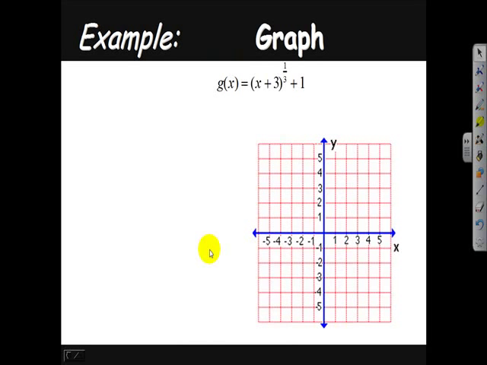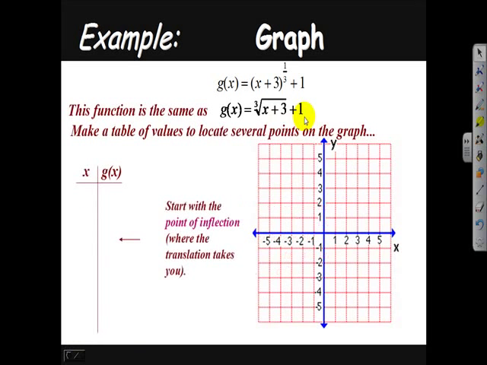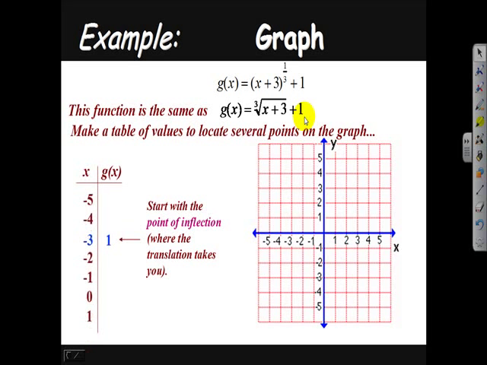In this example, we're going to graph x plus 3 to the 1/3 plus 1. We've been learning that that's the same thing as the cube root of x plus 3. And if we make a table of values, we're going to want a key point here at negative 3 comma 1. So let's make sure that our table of values has the point negative 3 comma 1. And then we want to check some points to the left and right of that. So we might check at negative 4 and negative 5, negative 2, negative 1, 0, and 1. That'll check to the left and right of negative 3 comma 1.